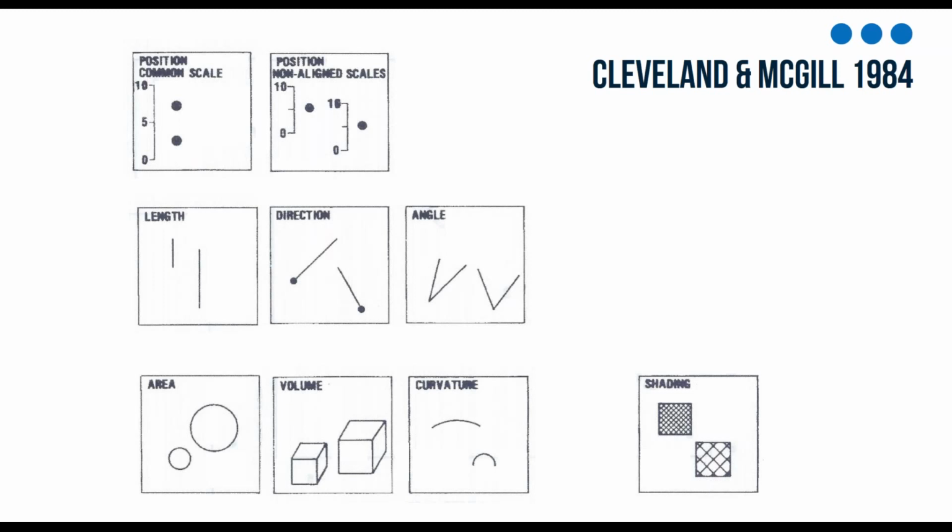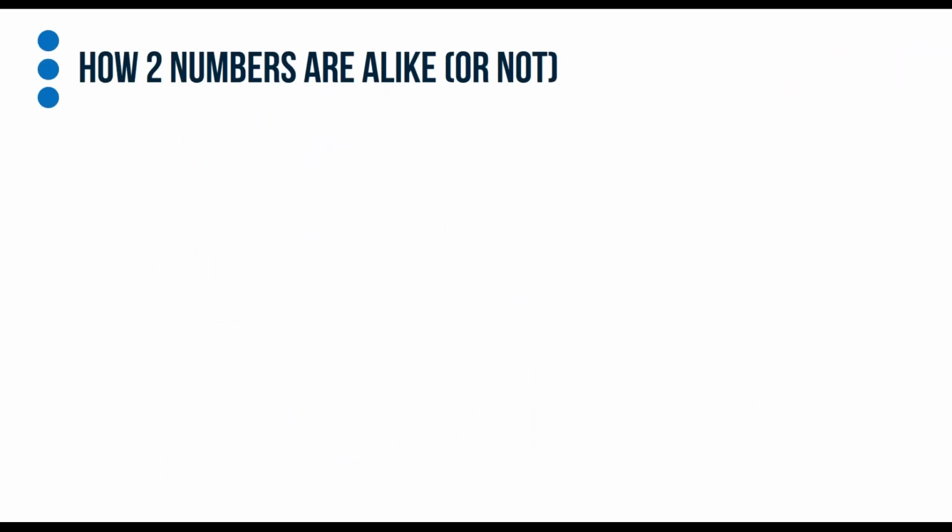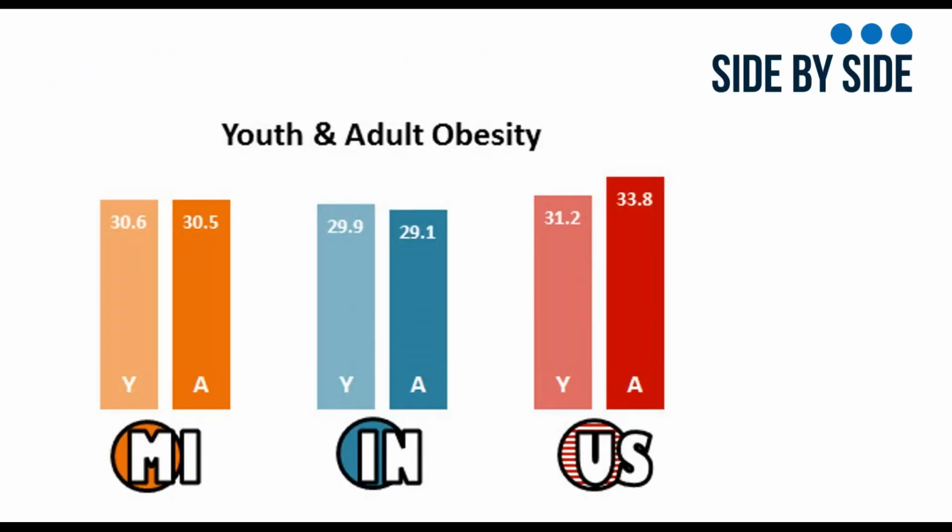It's around the stories that we have to tell in our work. So one of the stories we often have to tell is how 2 numbers are alike, or maybe they're not alike at all, and that's our point. But comparing these 2 things is the main story that we have to tell.